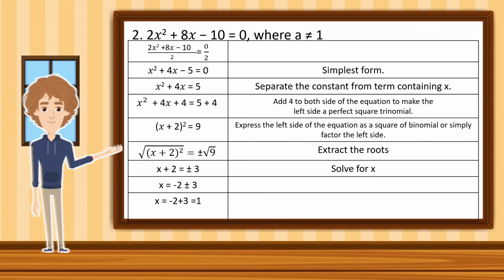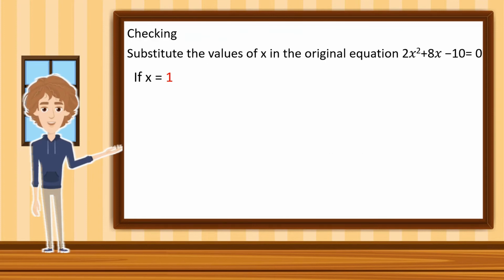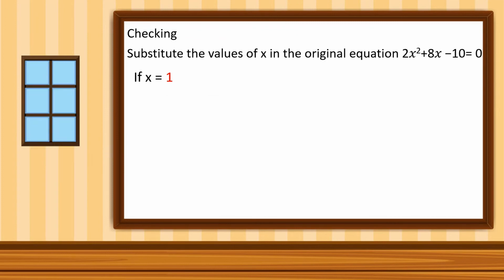And then let us first use the plus 3. So x is equal to negative 2 plus 3, and that is 1. So 1 is the first root, and the second root is when we use the negative 3. So x is equal to negative 2 minus 3, and that is negative 4. Therefore, the roots are 1 and negative 4. Now let us check if our answers are correct. We are going to substitute the values of x in the original equation, 2x squared plus 8x minus 10 is equal to 0.